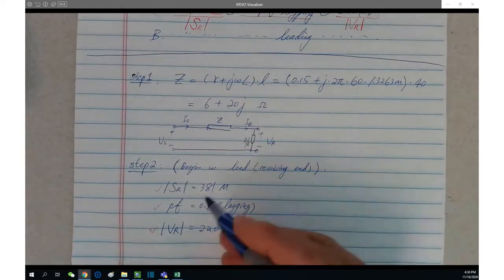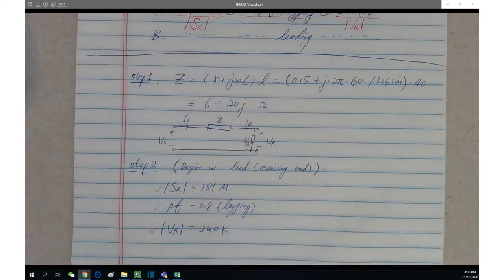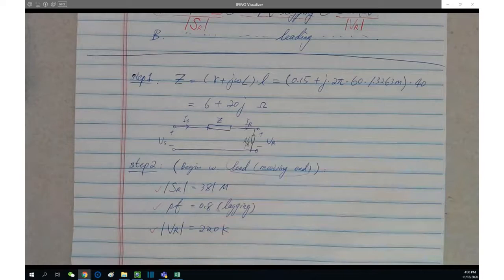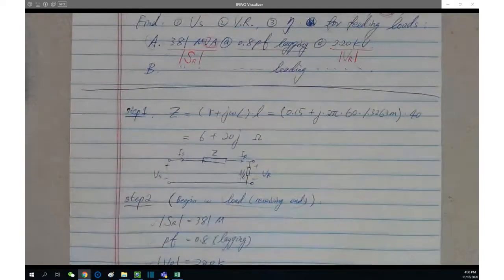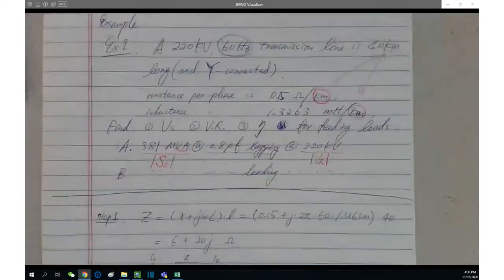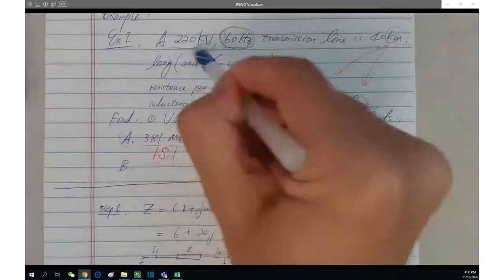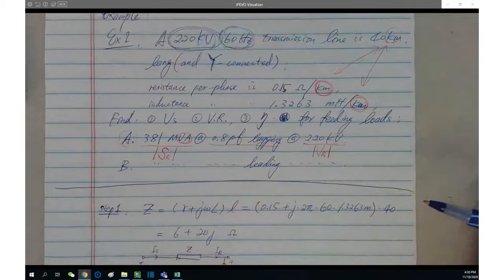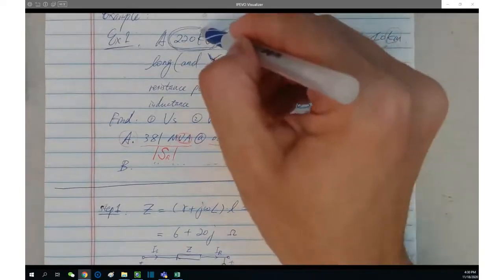And these are the three translated pieces of information given from where? Receiving end. Very, very important for step two. You need to be able to translate the given information here. And to go back to the problem a little bit further, you see this 220 kV is not sending end voltage. This is also talking about receiving end voltage.